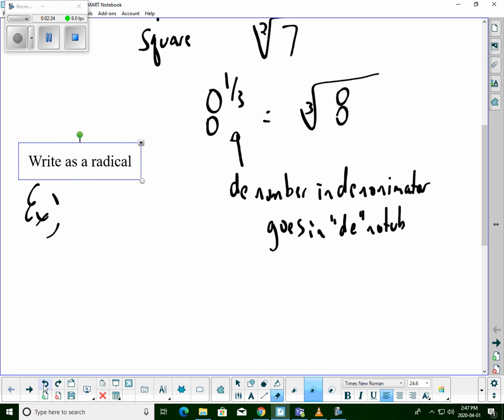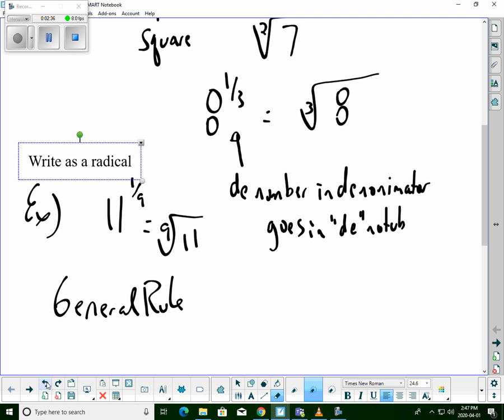So what we're going to do is write it as a radical here. So if I had 11 to the 1/9, the 9 goes in the notch, and it's the 9th root of 11. Kind of like that. So our general rule is if I have x to the 1 over n, the n goes in the notch, and whatever x is goes underneath the radical.